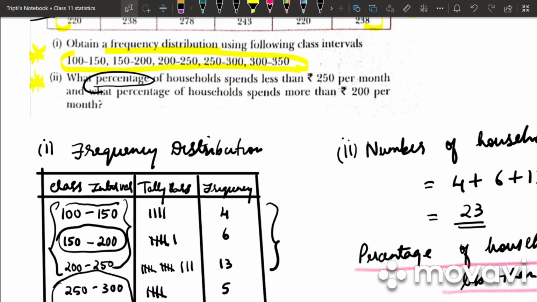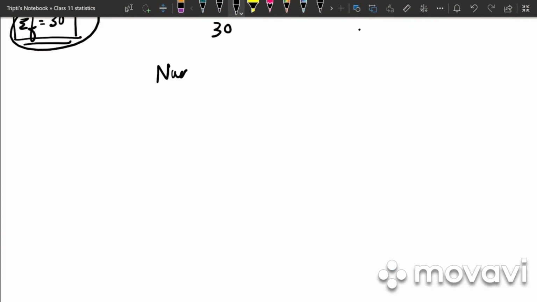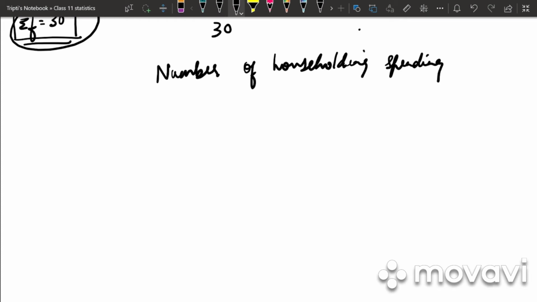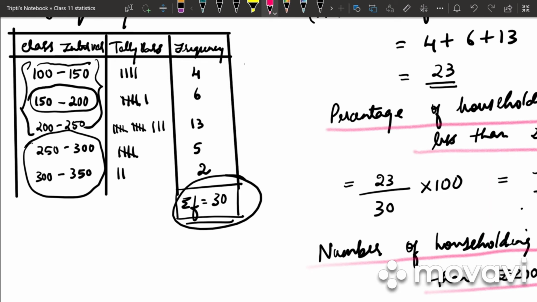Under the second one, we also have: what percentage of households spend more than 200 per month? So after this, write down number of households spending more than rupees 200 per month. Now again we go to our class intervals. They have asked us how many households spend more than 200.